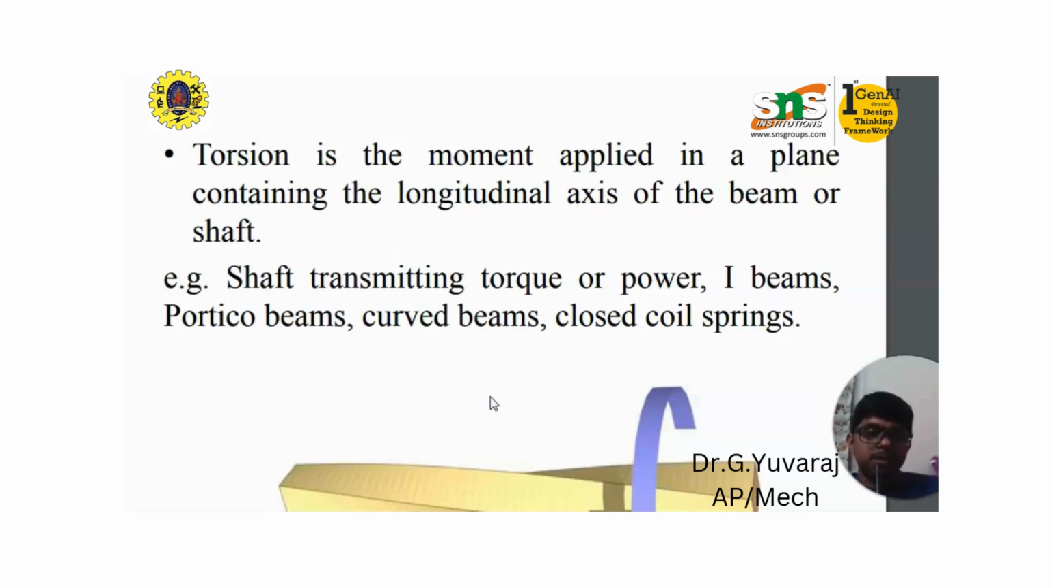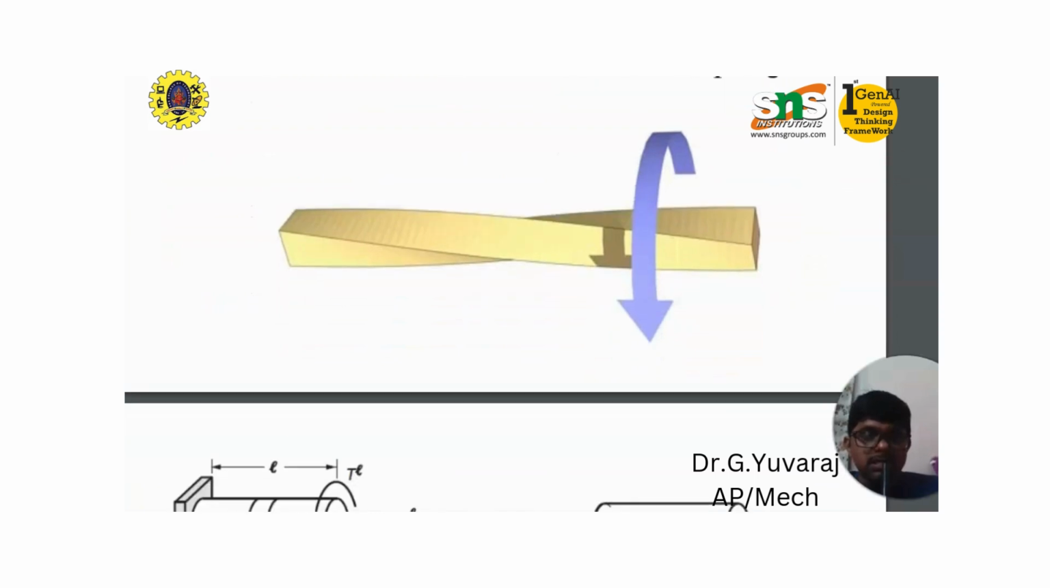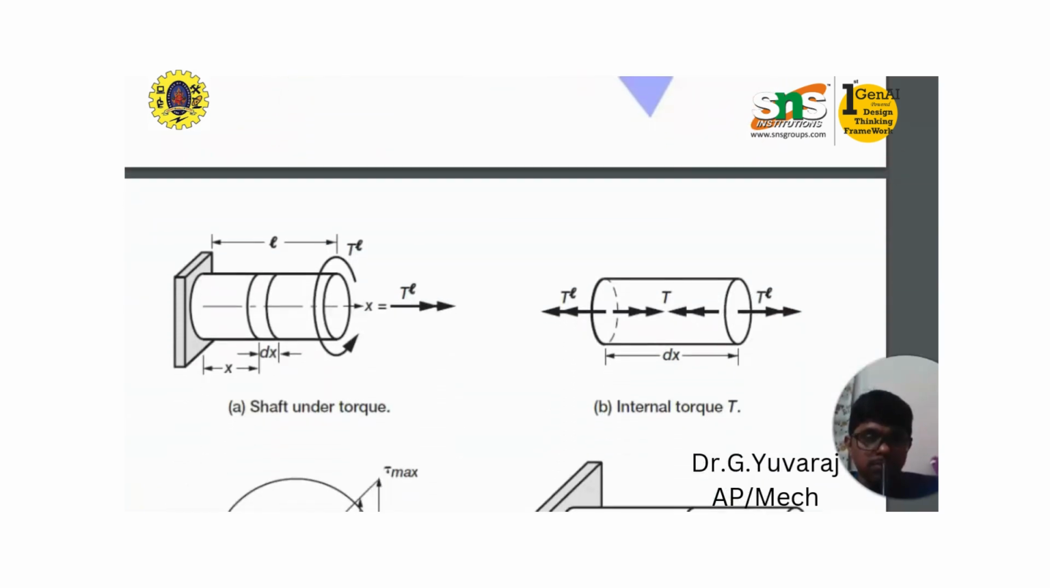So here it was stated that torsion is the moment applied in a plane containing the longitudinal axis of the beam or the shaft. It applies to shafts transmitting torque or power, and to portico beams or curved beams, which are used in many ways. These images show the torsion moment.